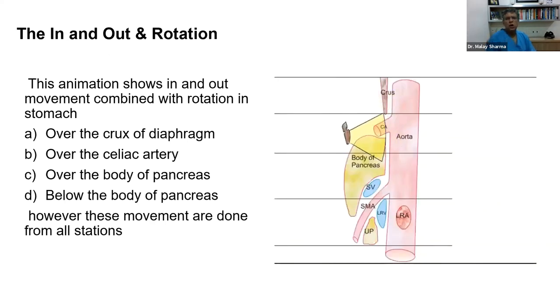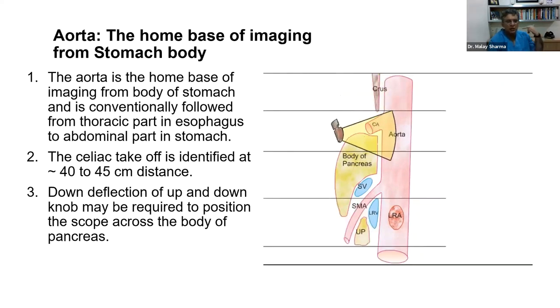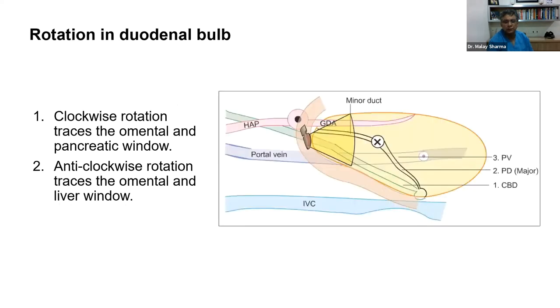So how do we do? We go one by one. We go from crux, we go to aorta, we go to body of pancreas, and then below the body of pancreas, we are imaging at each vertebral level, going from one level to second level to third. And this is celiac takeoff, and body, and then in front of body splenic vein, and then a little below, the renal artery and renal vein level.